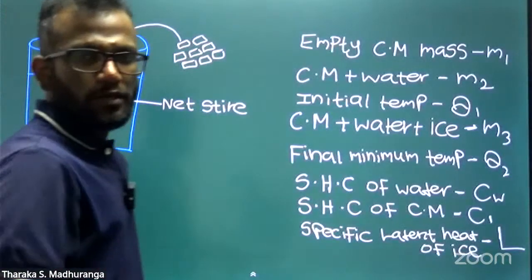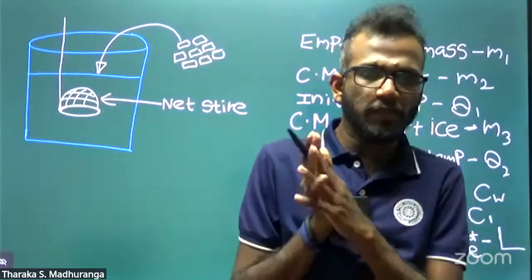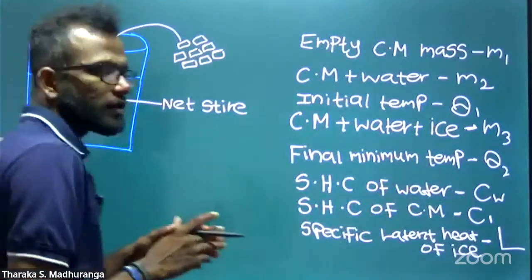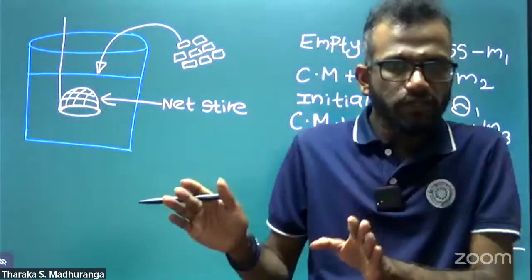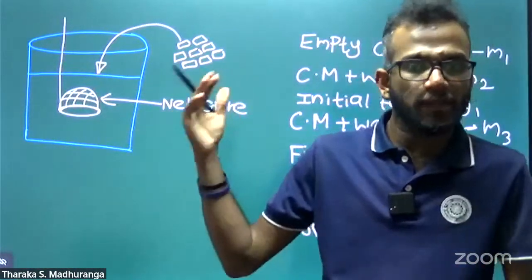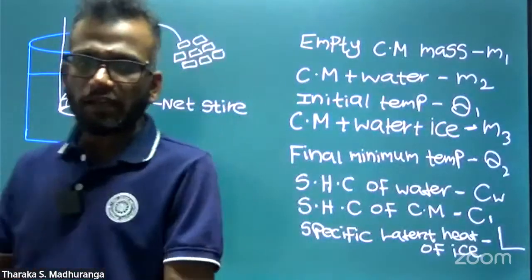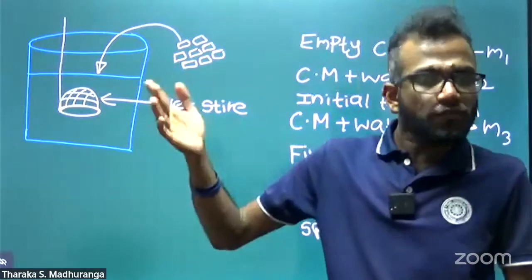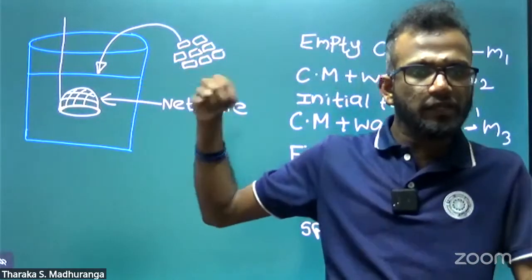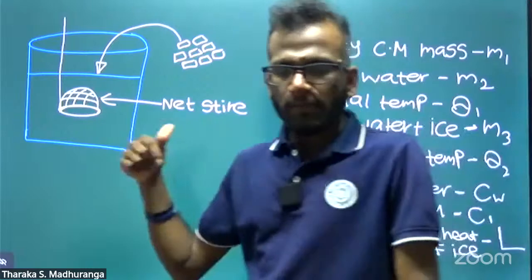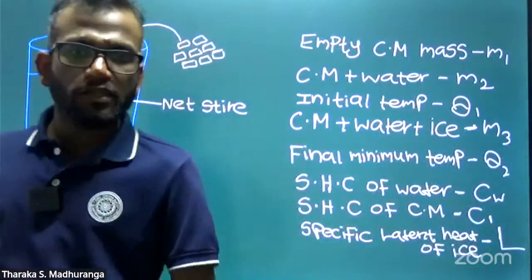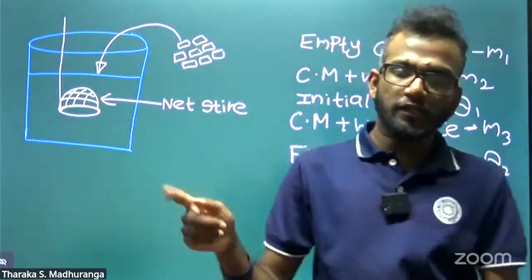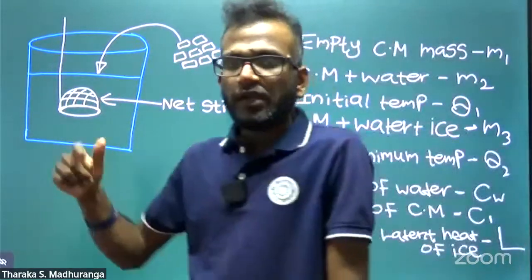This is my experiment. First, I got a calorimeter and measured its mass, the empty calorimeter plus stirrer. It is M1. Then I filled 2/3 of the calorimeter with water and measured the mass. It was M2. Then I took the initial temperature of the water and calorimeter and recorded it as θ1.